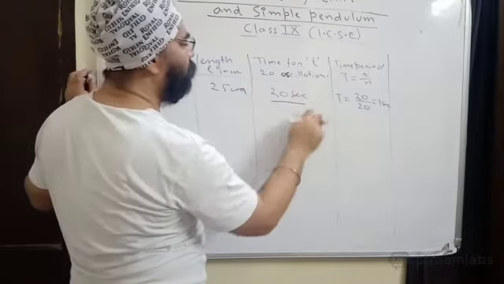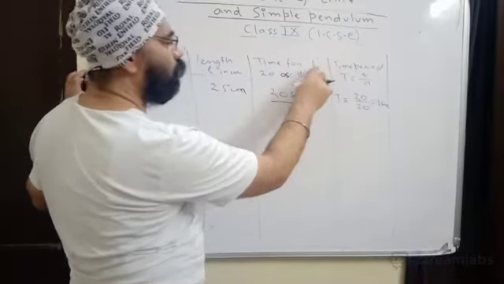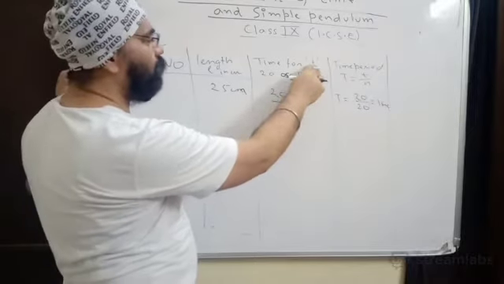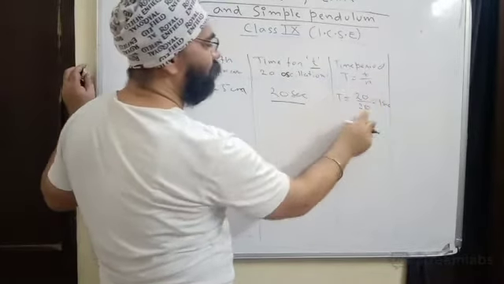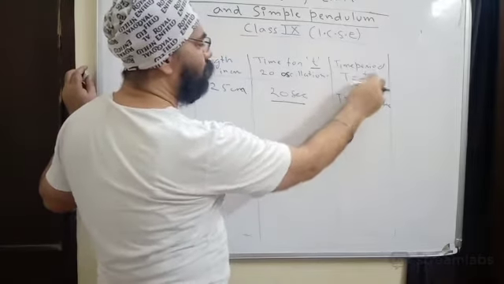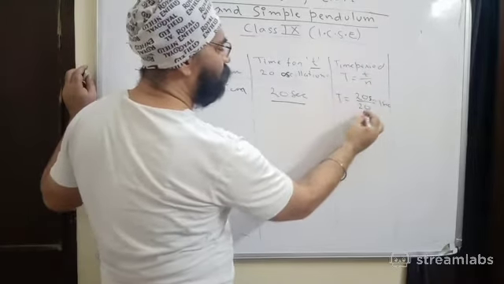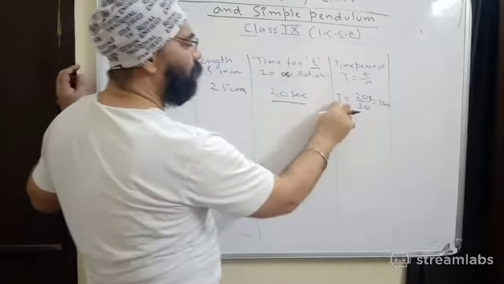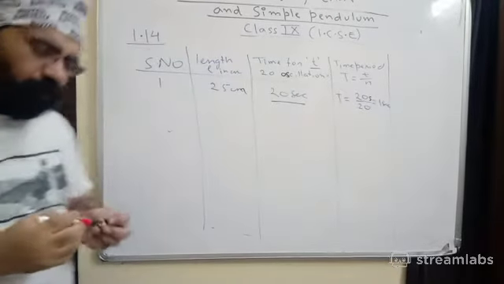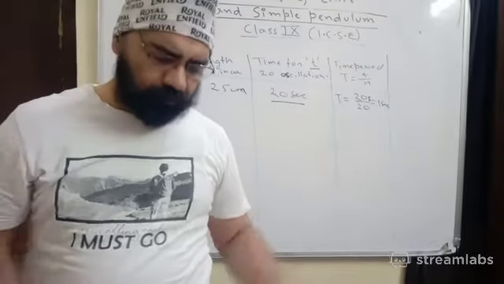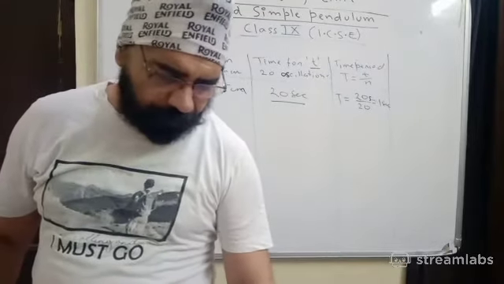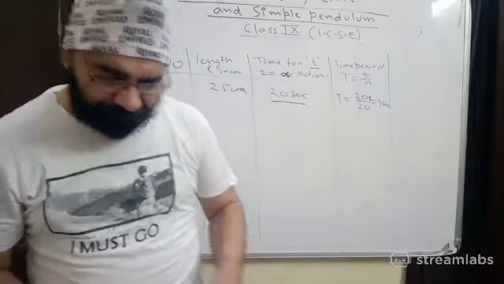So what is the time period? If the total time is denoted by T, then I divide this by the number of oscillations. The total time which I got was 20 seconds. I divided by 20, so the time period of the simple pendulum was 1 second. Understood? Easy? Okay.